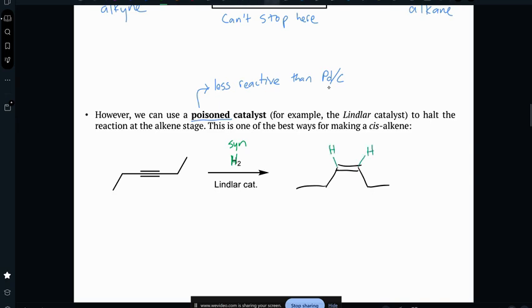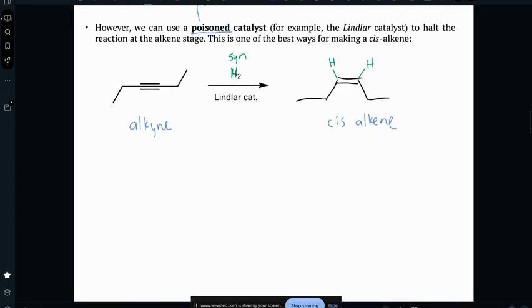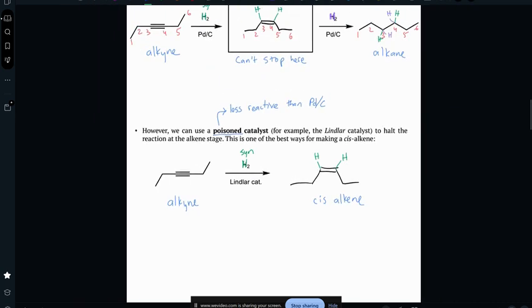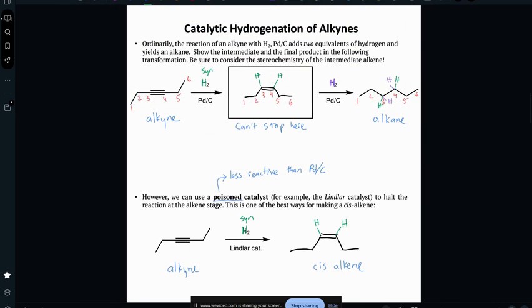And so if you would like to turn an alkyne into a cis alkene, Lindlar catalyst is a way to do it. So hydrogenation is something we did with alkenes. We can also do it with alkynes. And we have a twist. We could reduce the alkyne all the way to the alkane, or we could stop in the middle.